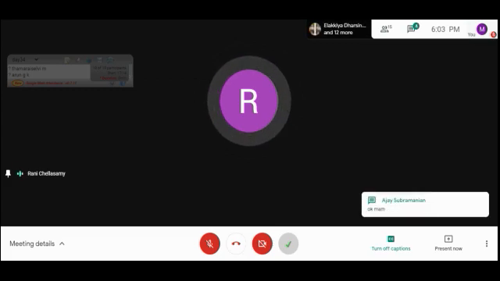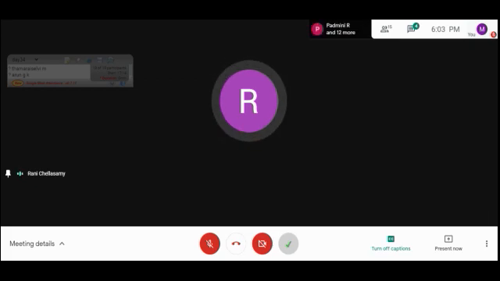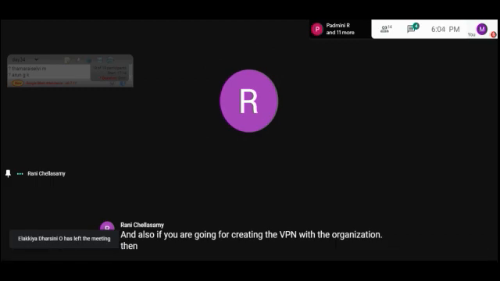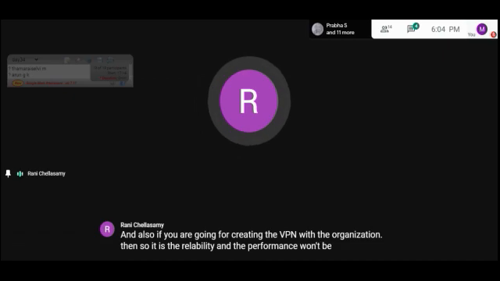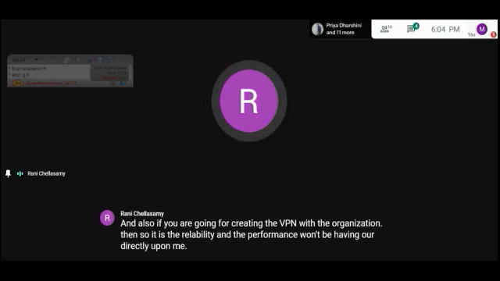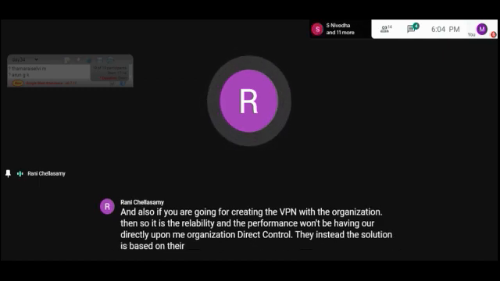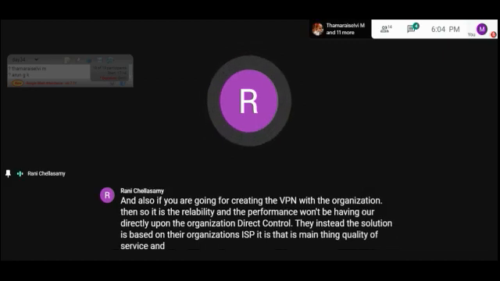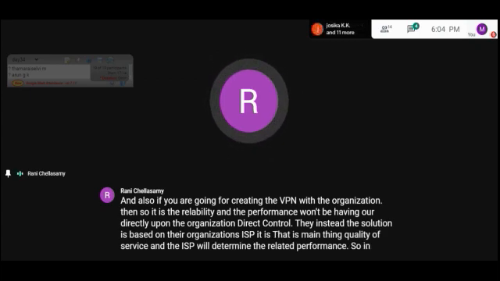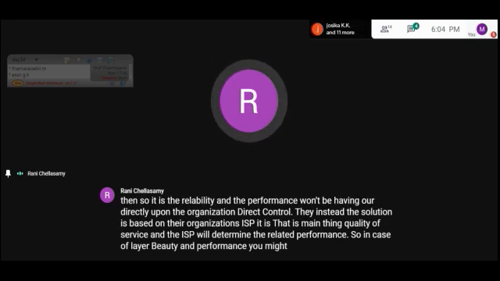Also, if you are creating the VPN with the organization, the reliability and performance won't be under the organization's direct control. Instead, the solution is based on the organization's ISP. The main thing is quality of service, and the ISP will determine the reliability and performance. So in reliability and performance, you might come across a disadvantage of the VPN.